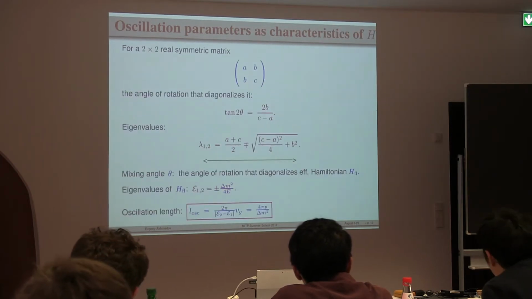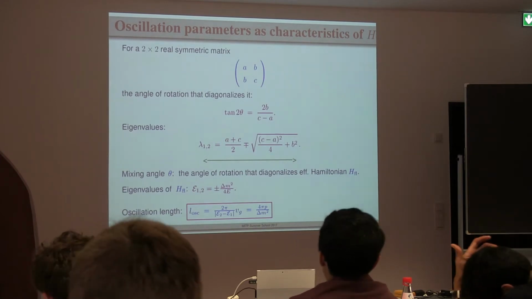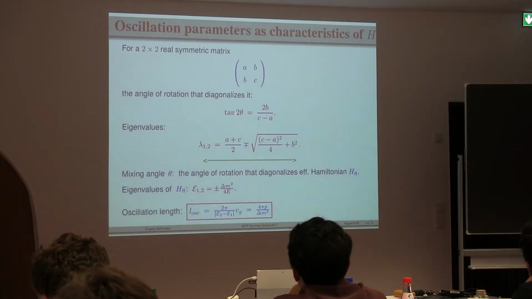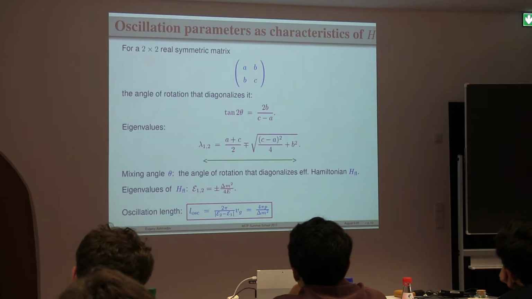Okay, so whenever we have a 2x2 matrix with real numbers as the elements, the mixing angle which diagonalizes it can be found from the expression that tangent of twice this mixing angle is twice the off-diagonal element divided by the difference of the diagonal ones. And the eigenvalues are expressed through these elements of the matrix in this way. That's a simple rule. You can prove it for a general matrix like this, but it will be very useful when we consider two-flavor neutrino oscillations.